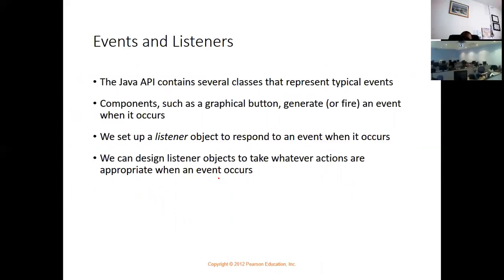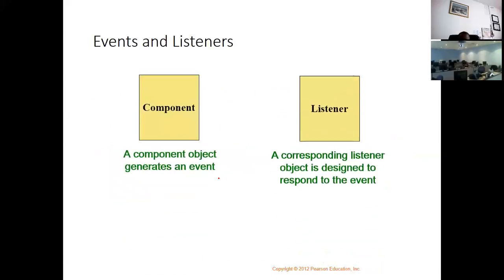Now the Java API contains several classes that represent typical events, right? Such as a graphical button being clicked, which fires an event. And in order to make use of this event, we have to set up what is called a listener object to respond to an event when it occurs. It's kind of like when we were doing exceptions. If this exception happens, then we will carry out some action that is associated with that particular exception. Okay? So we can design listener objects to take whatever actions might be appropriate when the event occurs.